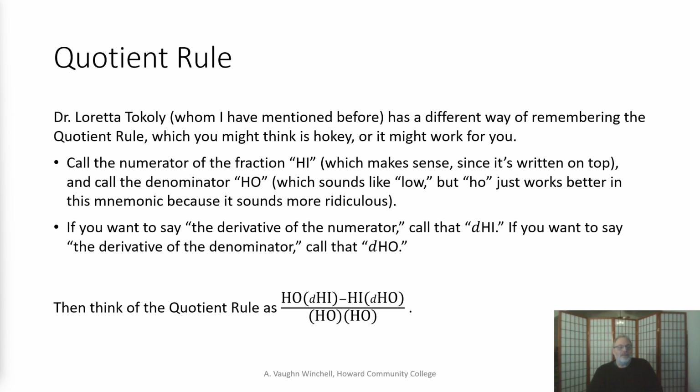So I can think of the quotient rule this way, and I swear on a stack of Bibles, this is the way Professor Tacoli told us this, with the intonation and everything. The derivative is ho-de high minus high-de ho over ho-ho. Why do we say ho-ho instead of ho squared? Because it sounds stupider if you say ho-ho.